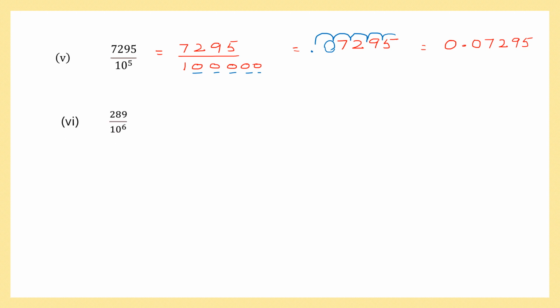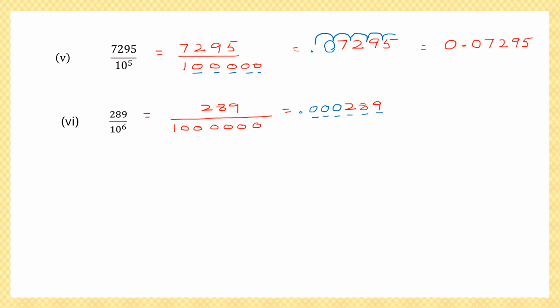Question 6. 289 by 10 to the power of 6 this time. 289 by 10 to the power of 6, that means 1 followed by 6 zeros. 1, 2, 3, 4, 5 and 6. Okay, so let me write 289. Now my point should move 6 places to the left. So let me put it this way also for you. 1, 2, 3 is already there. Now it has to move 6 places. It has to move 3, then 3 more places. 1, 2, 3 and then I put the point. So wherever there's a number missing, I put a 0.